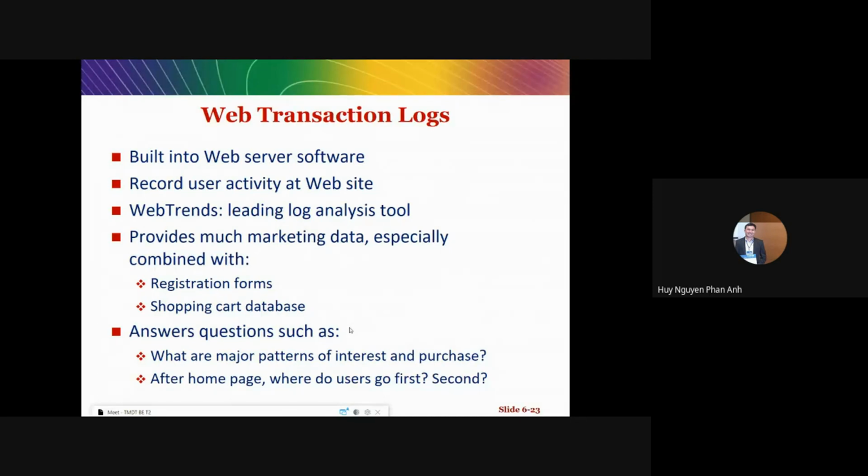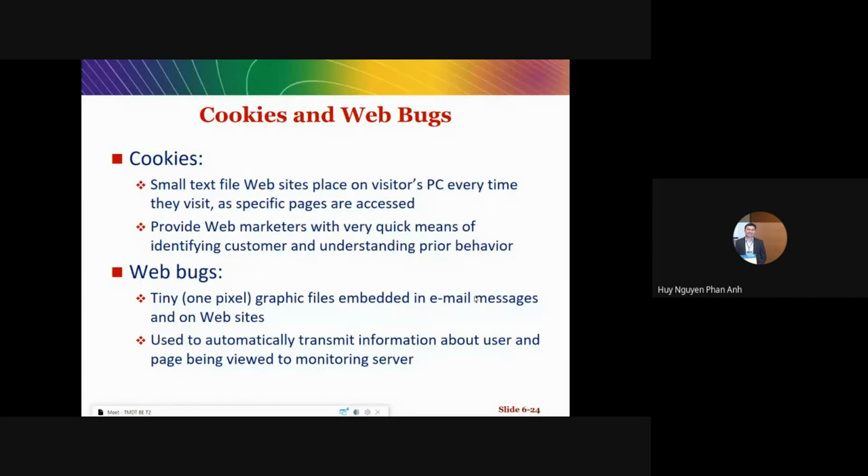And after you go to the home page, where do you go first or second? So they do know your click stream, where you click on the website. To record all of the activities, we have the cookies file, just a little text file on the website, and it's placed on your personal devices, okay, such as phones or PCs.